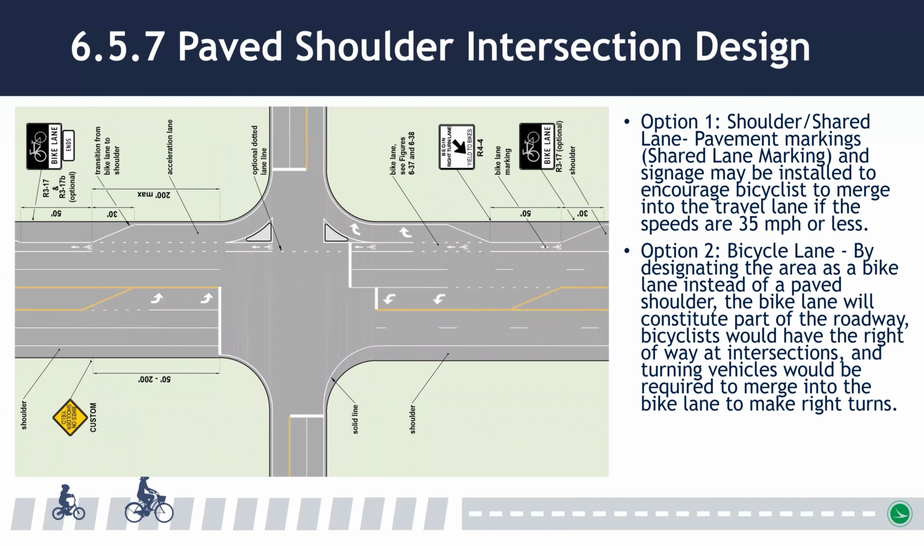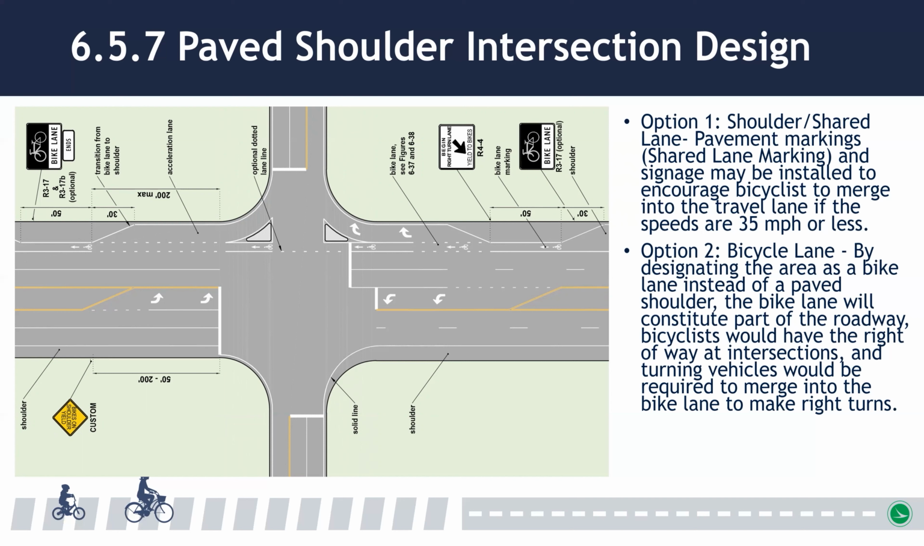The guide provides illustrations of these 2 options, as well as an additional illustration for right turn only lanes and bypass lanes. When the paved shoulder is wide enough for a bicyclist to use, and bicyclists are expected, option 1, shown on the bottom half of this illustration, recommends the use of a custom warning sign reinforcing Ohio state law that bicyclists on the shoulder must yield. Option 2, shown on the top half of this illustration, shows the shoulder transitioning to a bike lane.